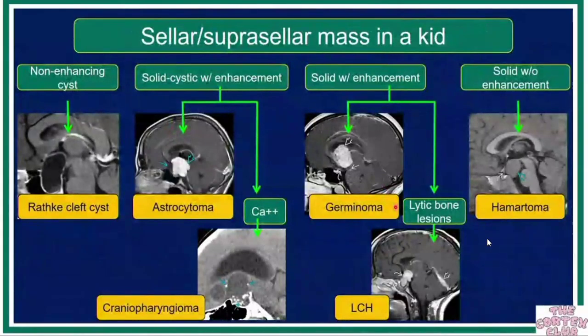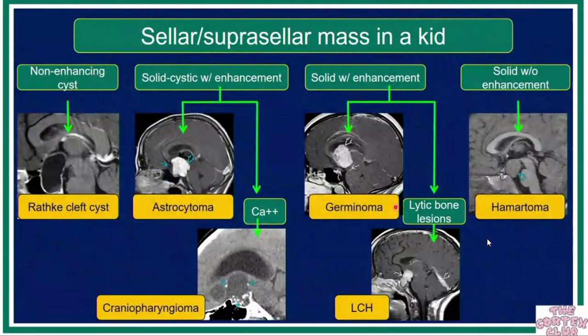And this is sort of a differential. So, what do I think about? When we see a sellar lesion, what do we think? The first thing that I look at when I look at a sellar lesion: how old is the patient? That's number one. Is this a kid I'm talking about? Is this an adult? What is the nature of the lesion that I'm looking at? Is it cystic? Is it solid? Is it intensely enhancing? Is it not enhancing?